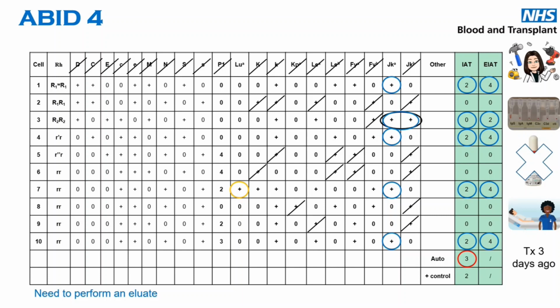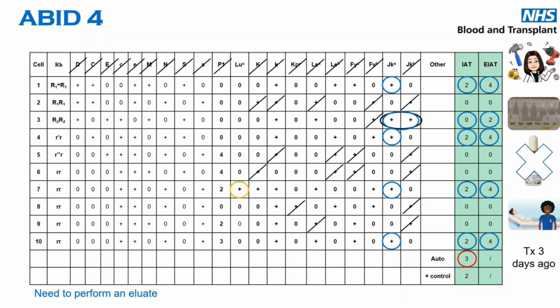Nope. Hopefully no. But there's something else that you need to do. So we'll do a DAT on this patient. Turns out it's positive. So they've been transfused, they've got a positive auto and a positive DAT. What else are you going to need to do?